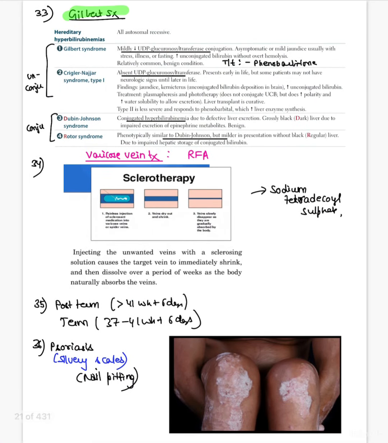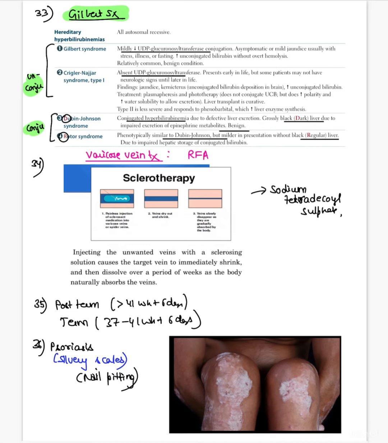Then the next question they asked was Gilbert syndrome. So what happens in Gilbert syndrome? We have unconjugated hyperbilirubinemia and conjugated hyperbilirubinemia. Remember, the conjugated ones are Dubin-Johnson and Rotor. D for Dubin-Johnson, D for dark liver, and this is a conjugated hyperbilirubinemia. That is important. Rotor syndrome is phenotypically similar, but Rotor is slightly milder, and here you don't have a dark liver.